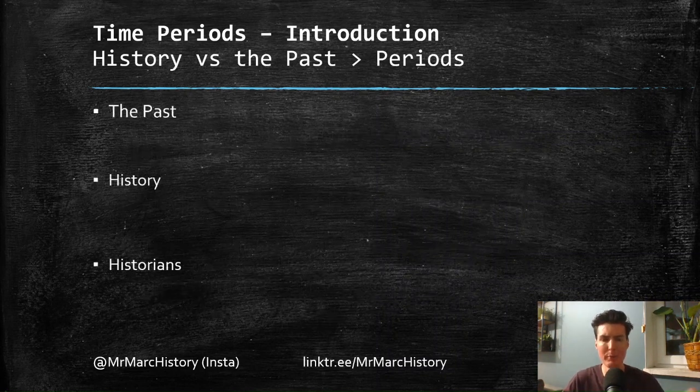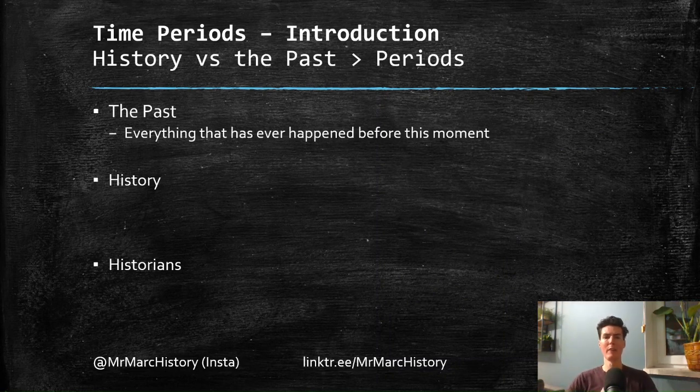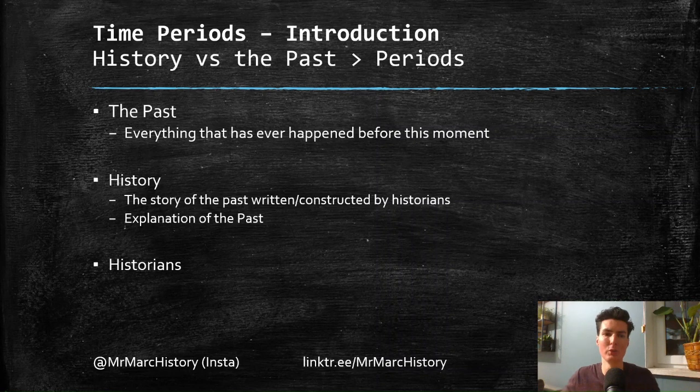Before we talk about periods, you need to understand the difference between history and the past. So the past is everything that has ever happened before this moment. So the fact that you ate pasta last night for dinner or cereal for breakfast, that's all in the past. It's probably not going to be important for history. So what is history then? The story of the past written, constructed by historians to also give meaning to the past. It's kind of an explanation of the past.